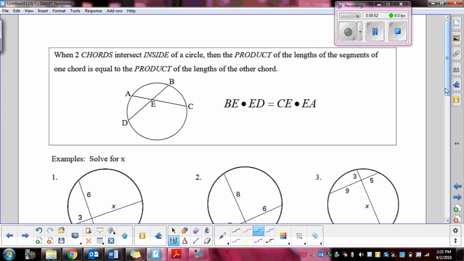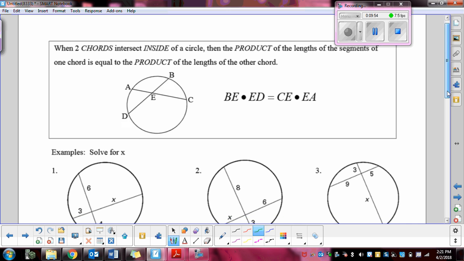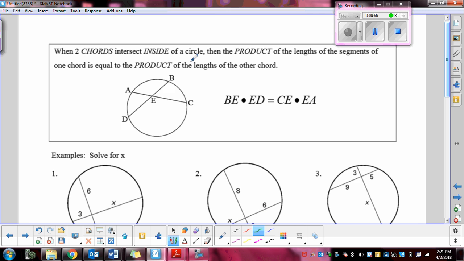So this is a lot. This is all about circles on the inside. When 2 chords intersect inside the circle, the product, which means multiplying, of the lengths of the segments of one chord is equal to the product of the segments of the other chord.